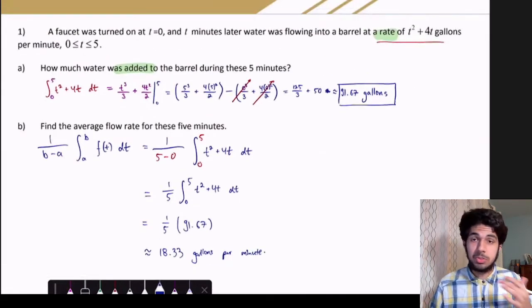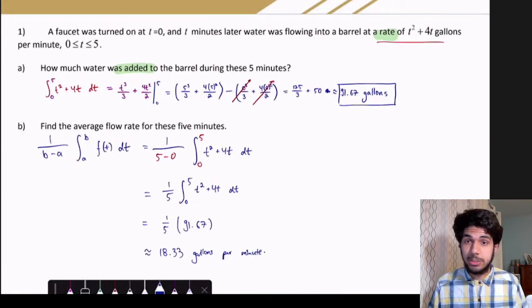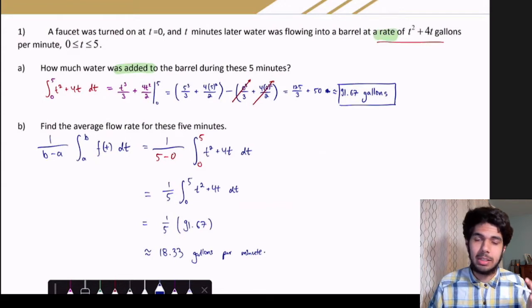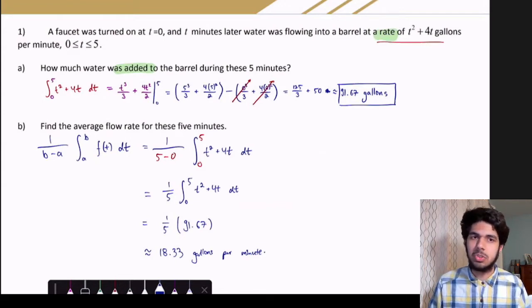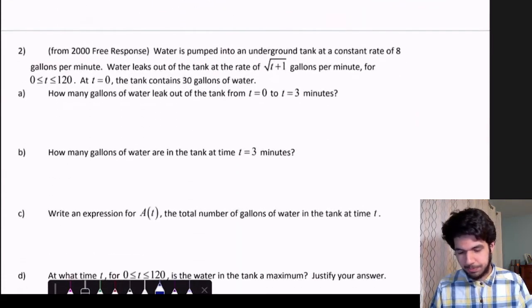So for this question, it's really helpful to know the average value of a function formula. And then the biggest tip is to always make sure you're writing down the units and making sure the units make sense and match what the question's asking for. Awesome. Let's move on to the next question.